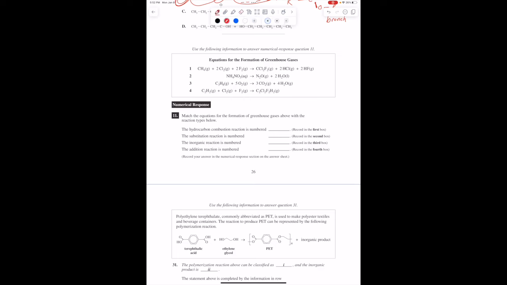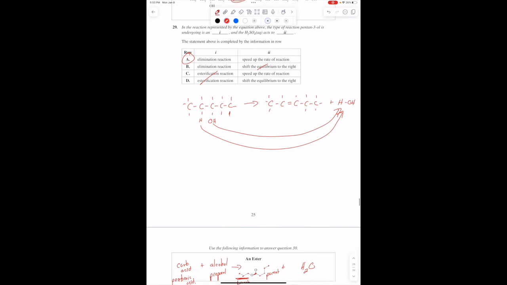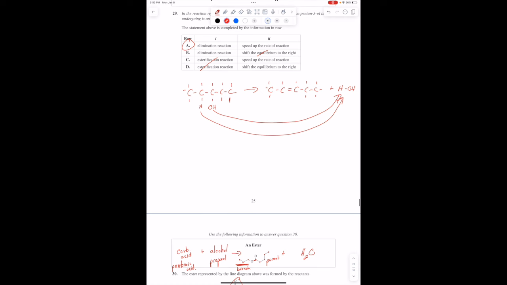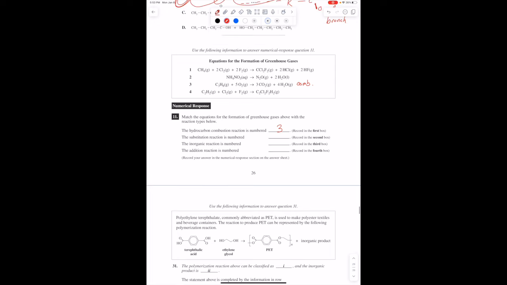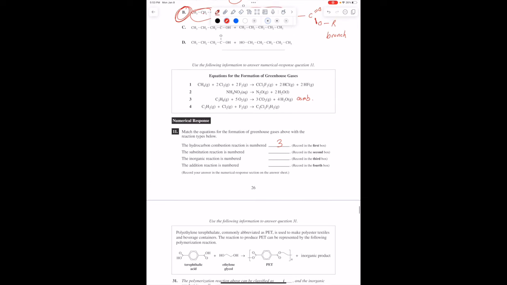The hydrocarbon combustion reaction is numbered. Okay, hydrocarbon combustion is this one. So this is the hydrocarbon. This is combustion. Substitution reaction. Oh, did we do one up here? That's elimination. Substitution is, you guys know what that is. That's the easy one. Substitution is when... Where is it?